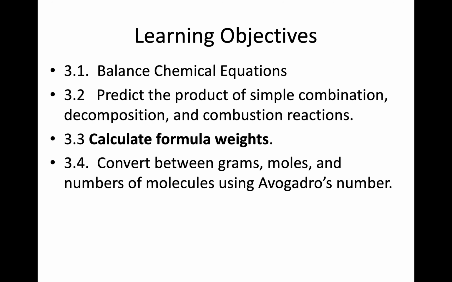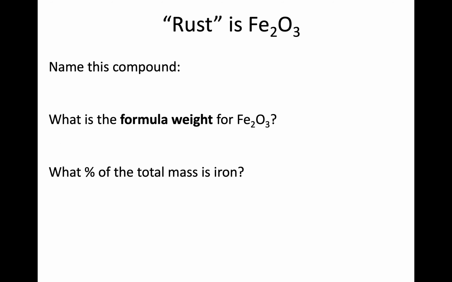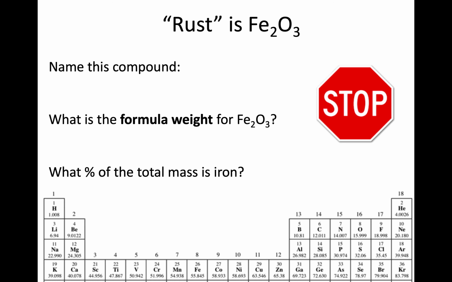Learning objectives for the start of Chapter 3. An early one is we want to be able to calculate formula weights. That's in section 3.3. What we would call rust is given the formula Fe2O3. What I'd like you to do is stop the video and see if you can name this compound correctly. Use the periodic table to determine the formula weight and calculate what percentage of the total mass is coming from the iron. Stop the video, give that a try.